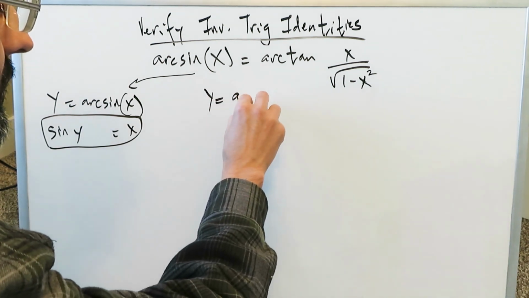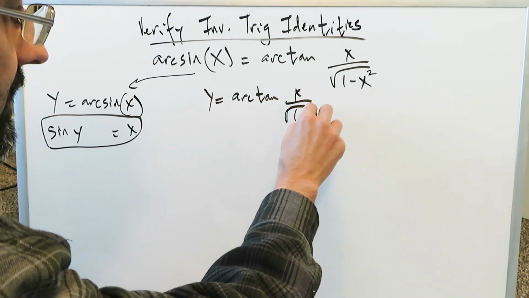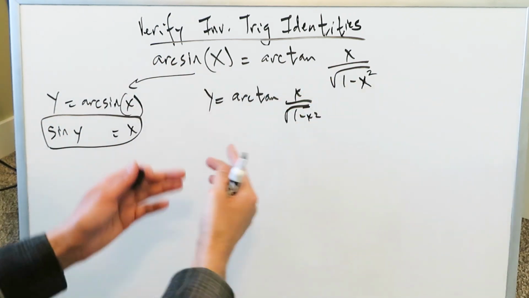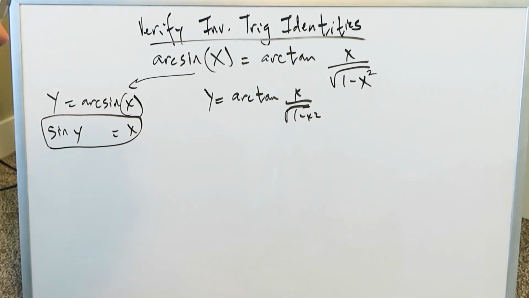We have y is equal to arc tan of x over root 1 minus x squared, because each of these individually are functions. This right here is a function, this here is a function. They're independent functions. They just happen to be equal to one another, and you have to show why, and that right there is your verification procedure.